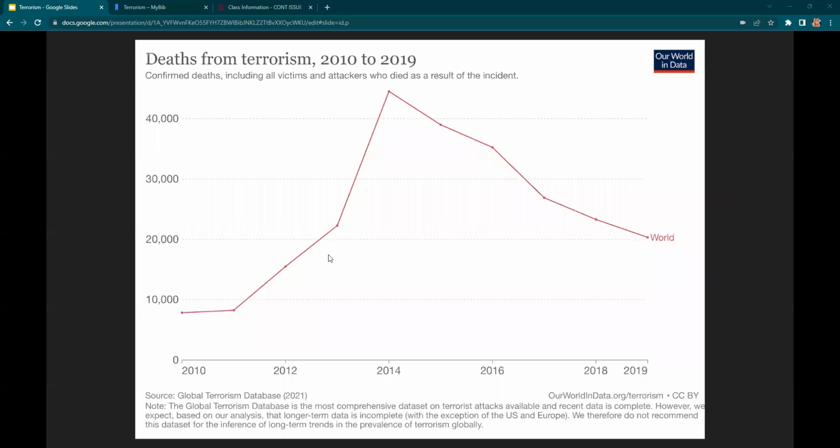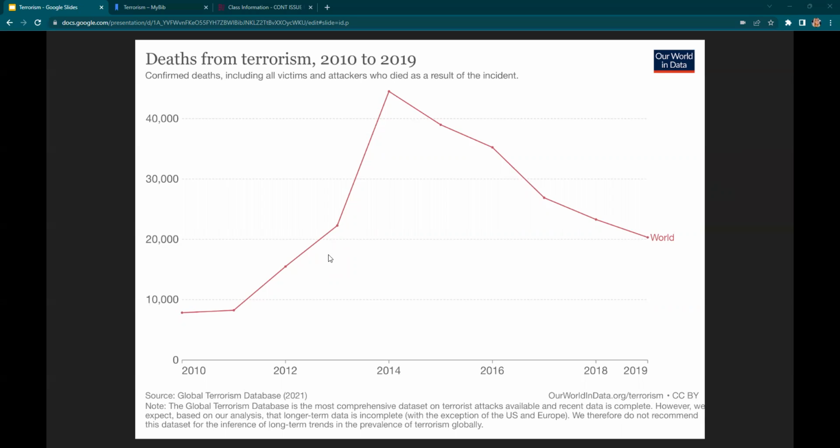So here's a chart reporting the deaths from terrorism until 2019. And in 2019, an estimated 20,329 people died from terrorism globally. Over the previous decade, the average number of annual deaths was 24,000.